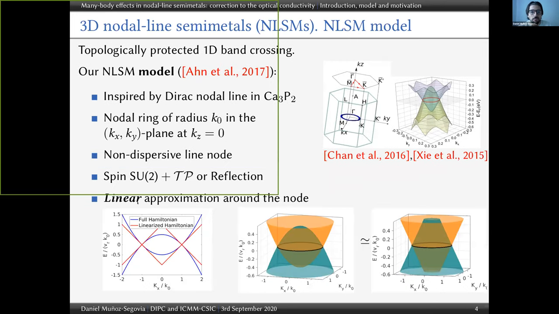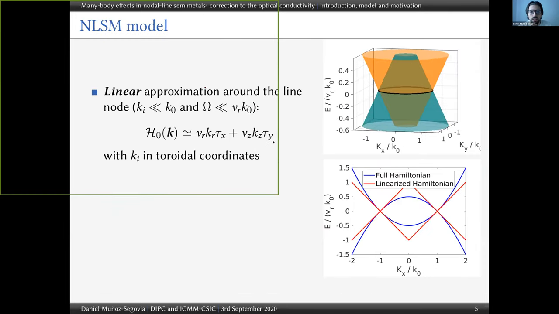We further make a linear approximation around the node, and we get this linear Hamiltonian, where the v are the Fermi velocities, and the tau are the Pauli matrices representing an orbital degree of freedom. So this is a Dirac nodal line, spin degenerate. And the k are the momenta, but measured in toroidal coordinates, which are basically cylindrical coordinates, but with origin at each point of the nodal line. For simplicity, we also assume isotropic Fermi velocity.